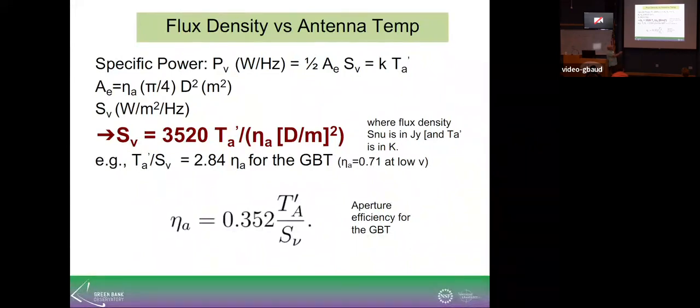We'll get into that in a little bit. But if you just run this through, you get a general equation. This applies for all radio telescopes. For the GBT, it's this, and then you can just get the aperture efficiency. So the 20 meter will be different because we have a different diameter dish.